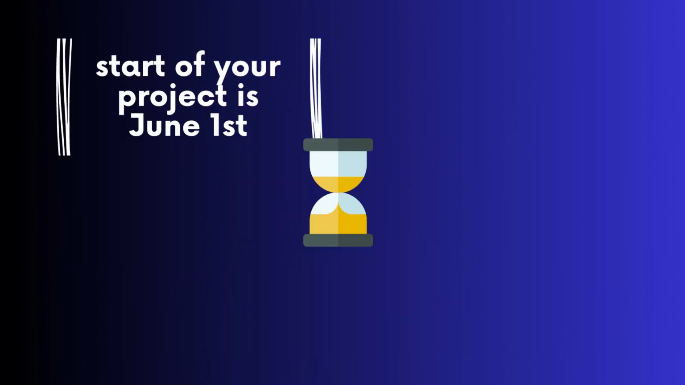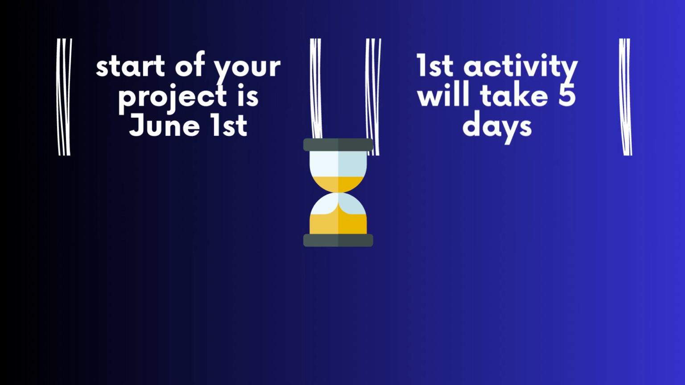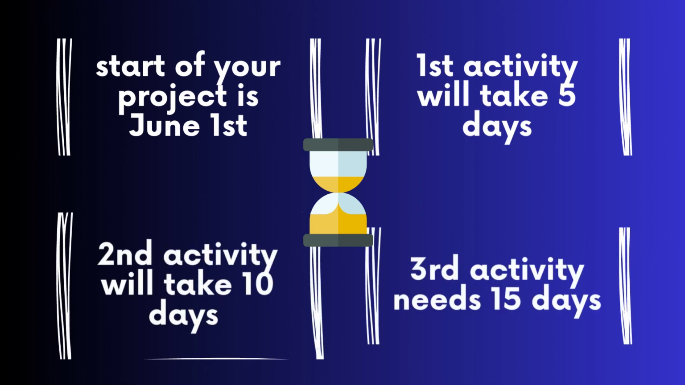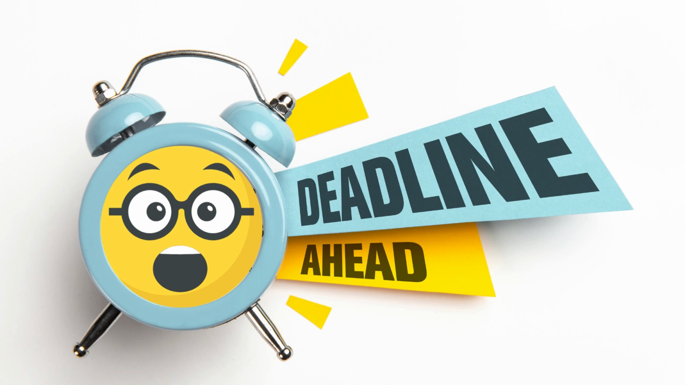For example, let's say that you have a project that starts on June 1st, and you have 3 tasks with the following durations. Task 1, 5 days. Task 2, 10 days. Task 3, 15 days. To calculate the due dates for each task, you would start with the start date of June 1st and work forwards as follows.